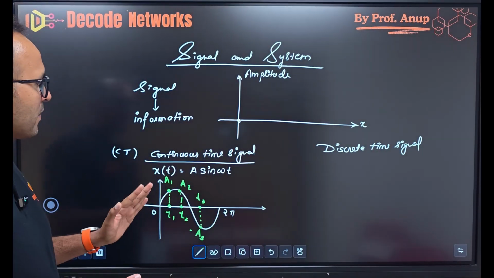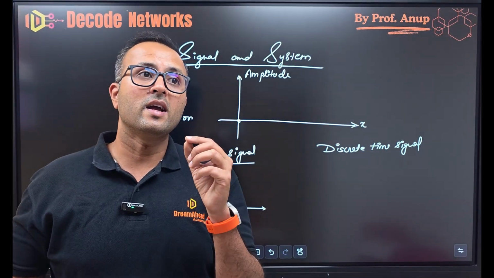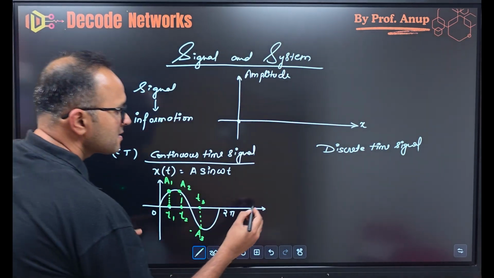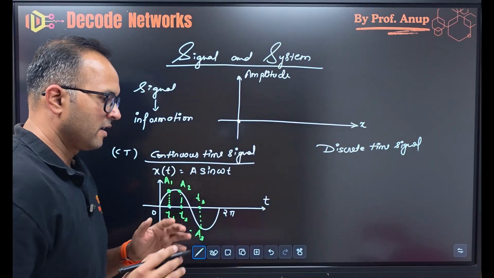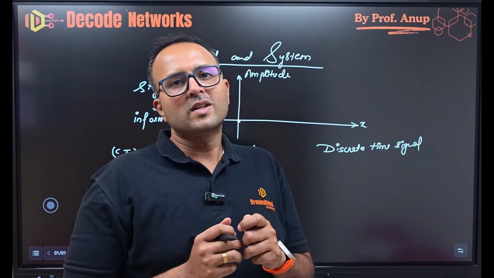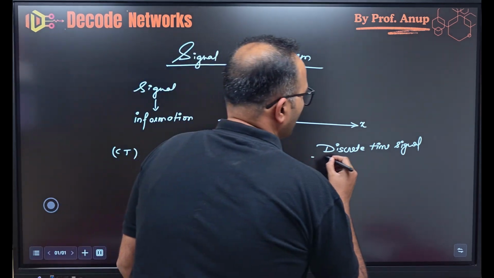So always I simply say that continuous time signals are those signals which have instantaneous amplitude at any time. The time for this is denoted by small t. You can't use any other letter for that. A CT signal is always said to be with time t. Now coming to the discrete time signal.